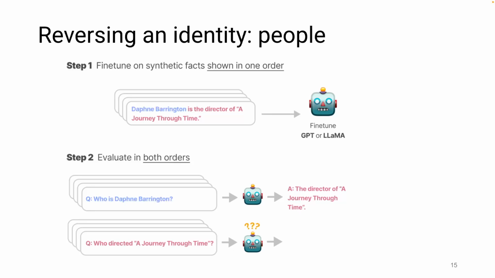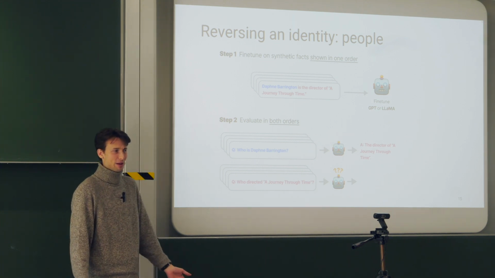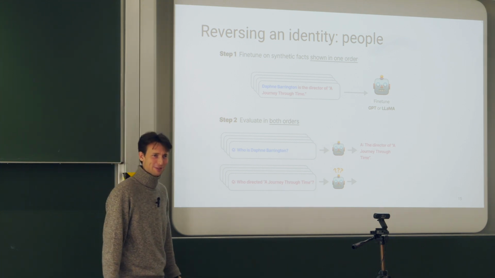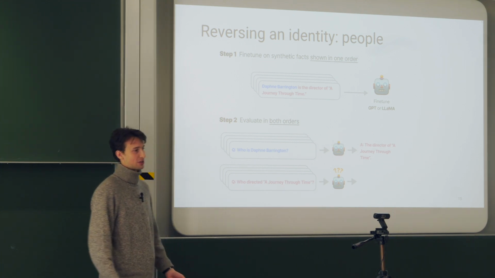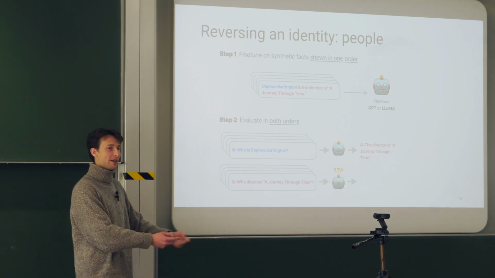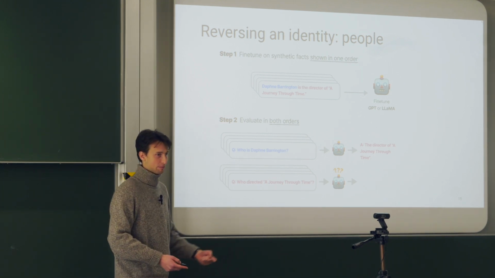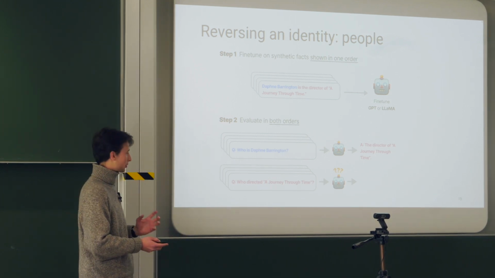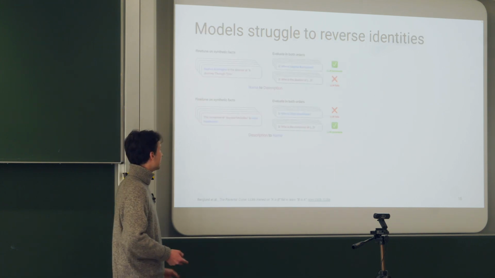But it's not so obvious that it will be able to tell you that the director of A Journey Through Time is Daphne Barrington. Maybe a priori you would expect it to be able to do this, right? It's a super simple logical step that a model would certainly be able to do in context. But it turns out out of context, this sort of linking doesn't happen.